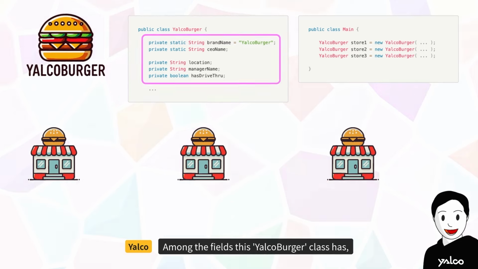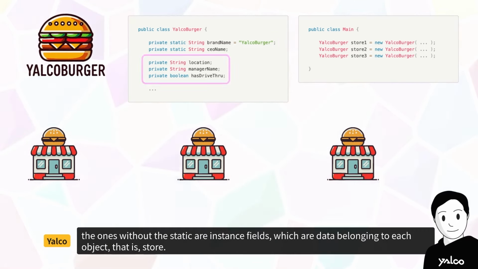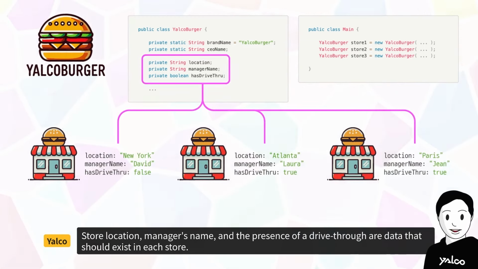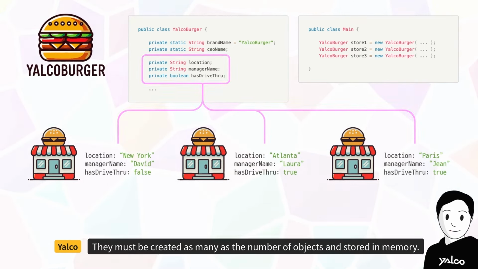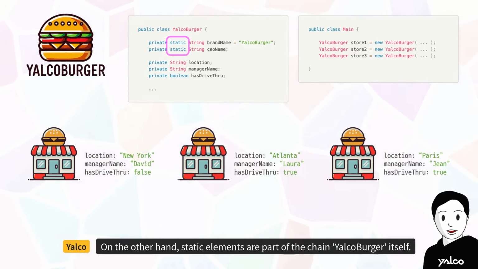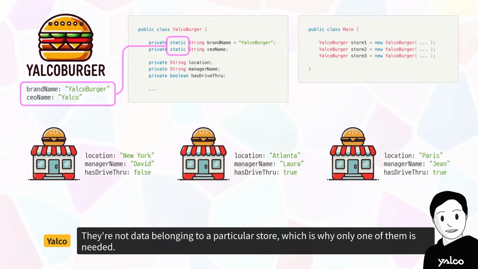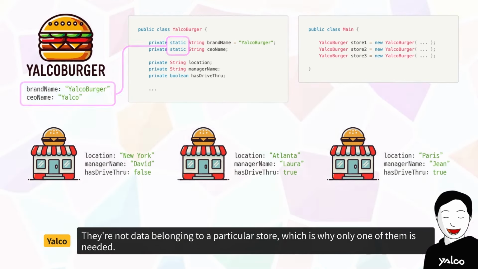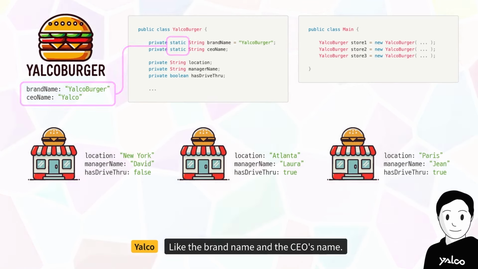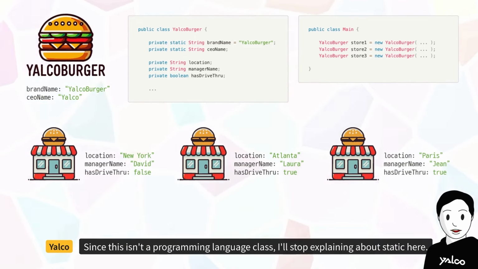and there. Among the fields this Jalkoburger class has, the ones without the static are instance fields, which are data belonging to each object, that is, store. Store location, manager's name, and the presence of a drive-thru are data that should exist in each store. They must be created as many as the number of objects and stored in memory. On the other hand, static elements are part of the chain Jalkoburger itself. They're not data belonging to a particular store, which is why only one of them is needed, like the brand name and the CEO's name. Since this isn't a programming language class, I'll stop explaining about static here.